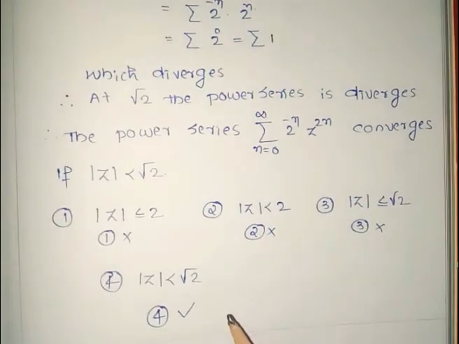So here we are using the definition R is equal to 1 by limit supremum of mod a_n all power 1 by n, which is used only when the limit supremum of mod a_n all power 1 by n exists. So here we get that the power series converges if mod z less than root 2. Therefore the correct option of this question is mod z less than root 2. Okay.